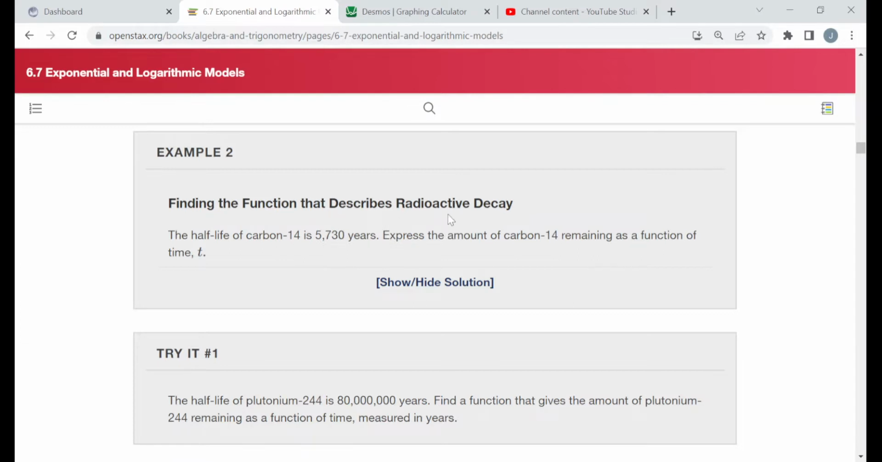So it's about radioactive decay, right? You have a radioactive isotope that eventually decays into some other element like lead or something. Again, this isn't a chemistry lesson, right? But this may help if you have a chemistry class that talks about half-life or physics or whatever. So here, the half-life of carbon-14 is 5,730 years. Express the amount of carbon-14 remaining as a function of time t.